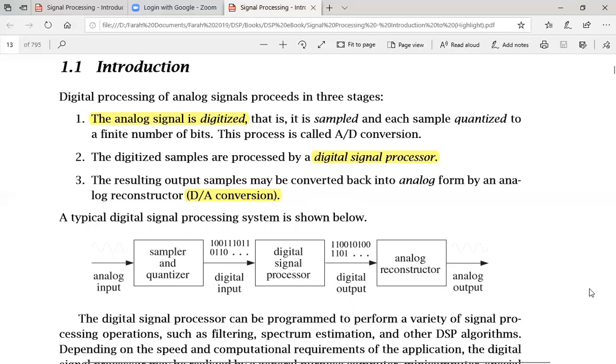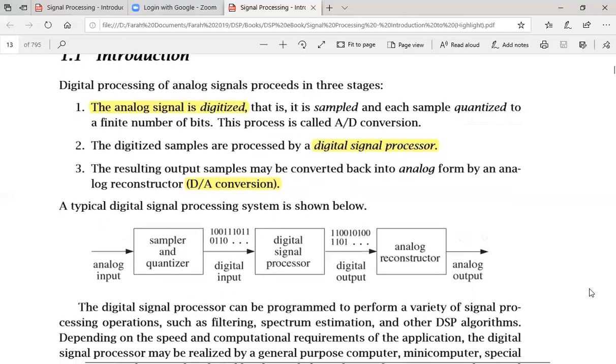Then comes the main important section, the digital signal processor, in which the main algorithms are run. However, the output of this digital signal processor is also digital, and that's why you need an analog reconstructor at the output to reconstruct your processed analog output. Now the analog input is there, the analog output is there, but in between you have signal processing, and that is being done through a digital device.